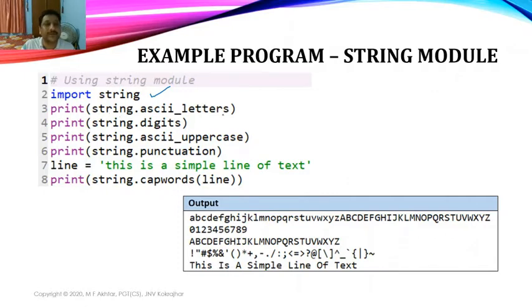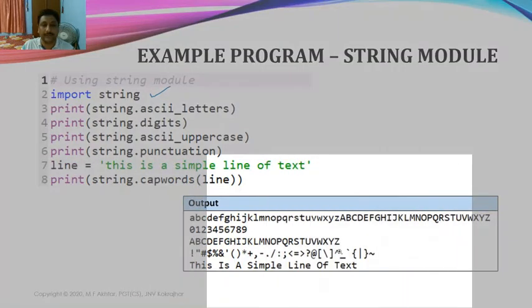We say string dot ascii_letters, because each time we have to give the module name with the dot operator, because we are not using the from command, we are using only the import command. So like this: ASCII letters, digits, ASCII uppercase, then punctuation, only some of the constants we are giving. You can give any constants which we have learned earlier, like this. Line one is a string we have taken, a simple line of text, and then using the function to capitalize the first letter of each word. See the output. This is the output.